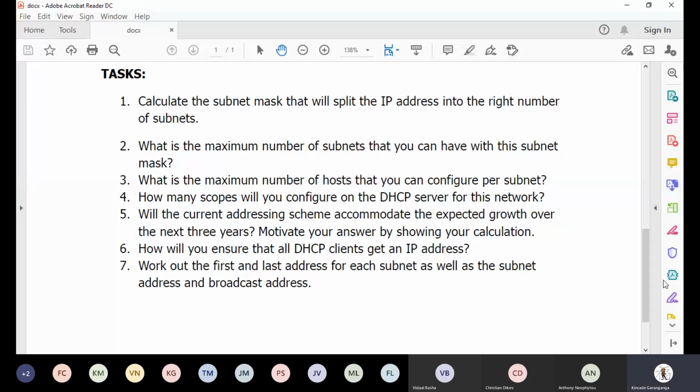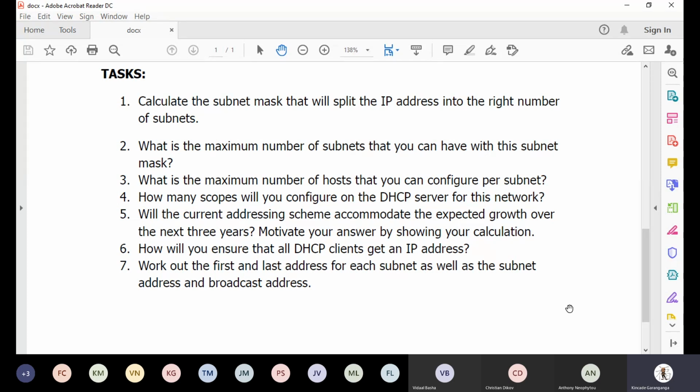if you look at our fourth question here, we've got how many scopes will you configure on the DHCP server for this network? So remember, we said that a scope is a range, or an IP address pool, whichever way you look at it. So your specific range is going to be configured in your DHCP server, and your DHCP server is responsible for automatically assigning the IP addresses within your network infrastructure.